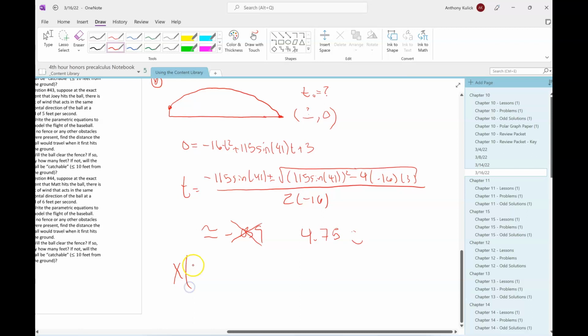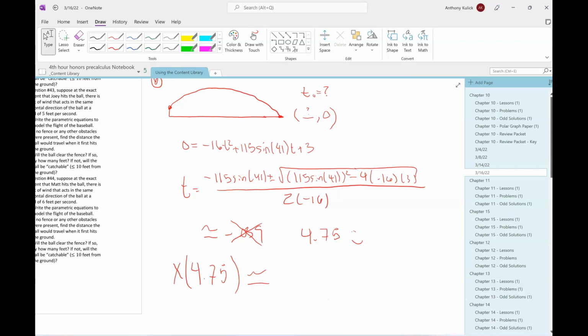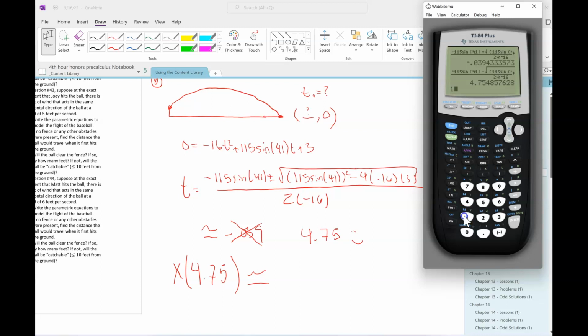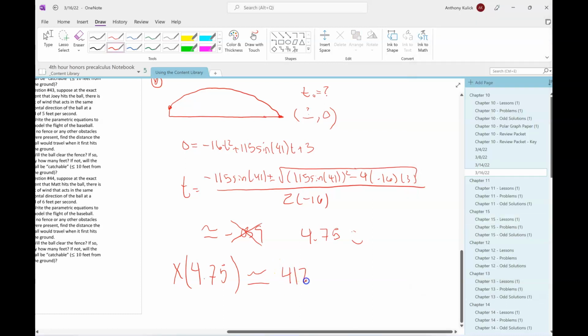So to figure out how far then, since I have the t that it took to get to 0, I'm just going to do x of that t. So 115 times cosine 41 times that t. So 412.7 feet-ish.